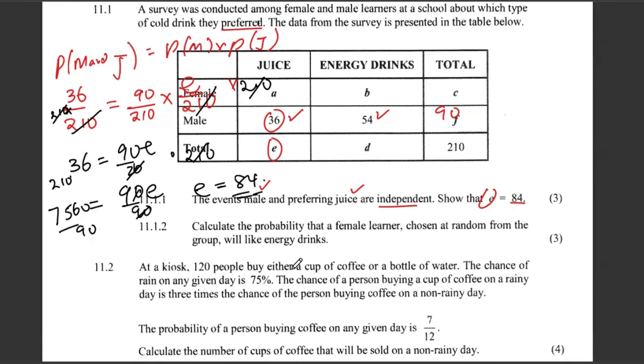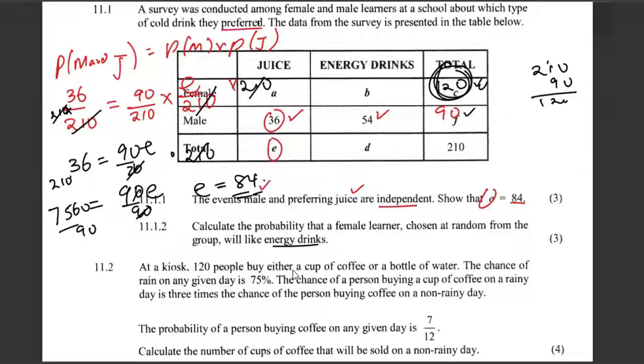All right, then calculate the probability that a female learner chosen at random from the group will like energy drinks. So how many female learners do we have? So we have 90 males. What is 210 minus 90? That's going to be 120. So we have a total of 120 female learners.